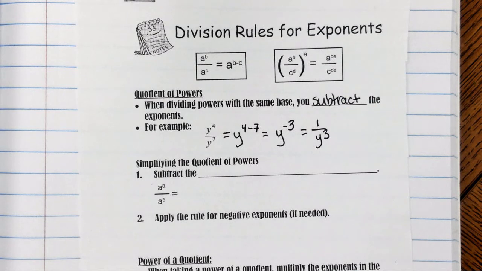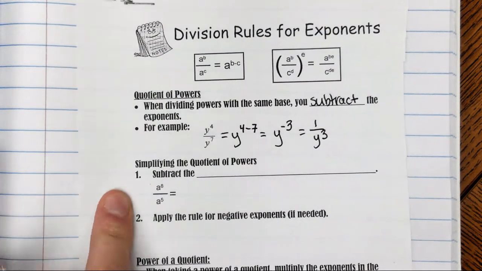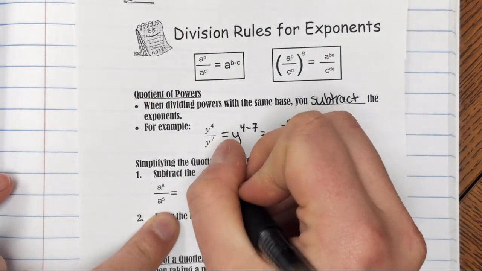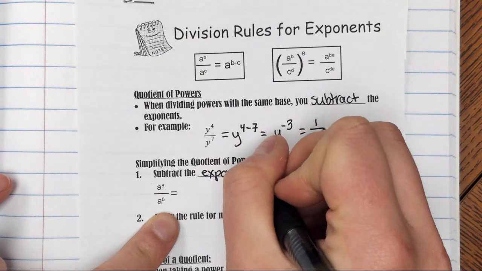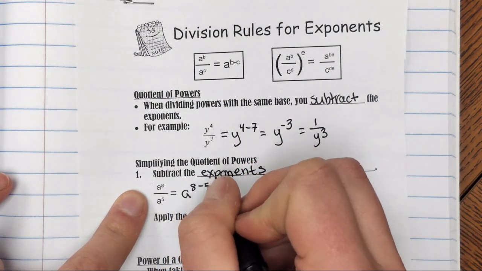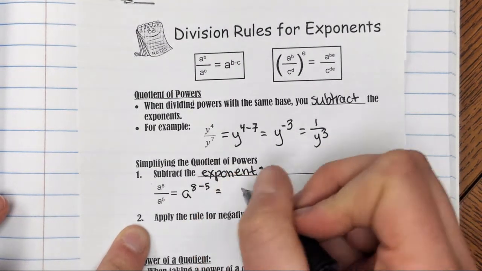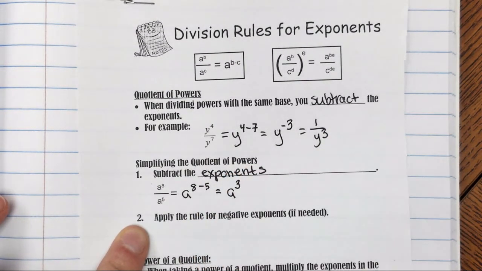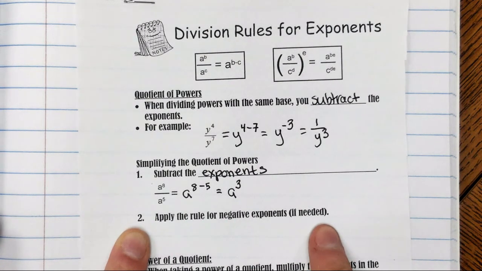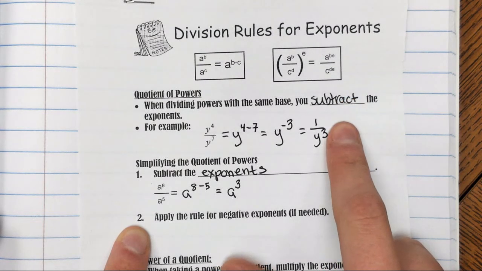Okay. For the next example, simplifying, we're going to walk through the steps. Step 1 would be to subtract the exponents. So we have a to the 8 minus 5, and that would be a to the third power. Then apply the rules for negative exponents if needed. For this one we didn't, but up here we did need to use that rule for negative exponents.